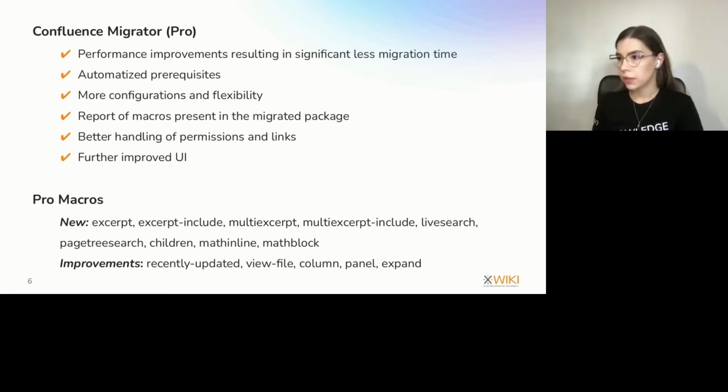In terms of new macros that got support, we now have the excerpt family and the multi-excerpt family as well, live search and page research, children, math inline, and math block. And also on the recently updated view file, column, panel, and expand, we had some significant improvements, especially for usability of those macros.